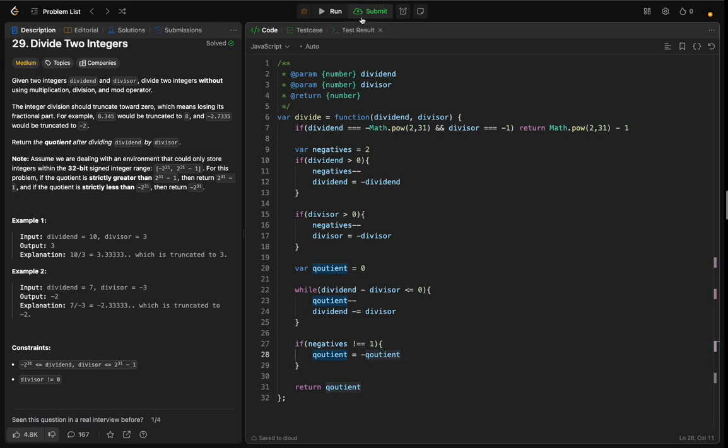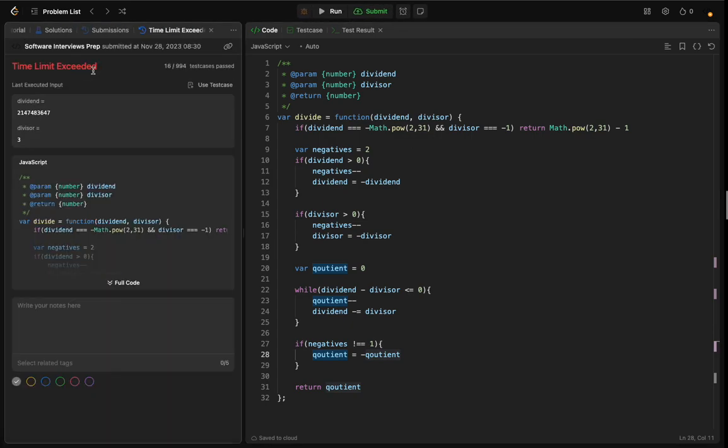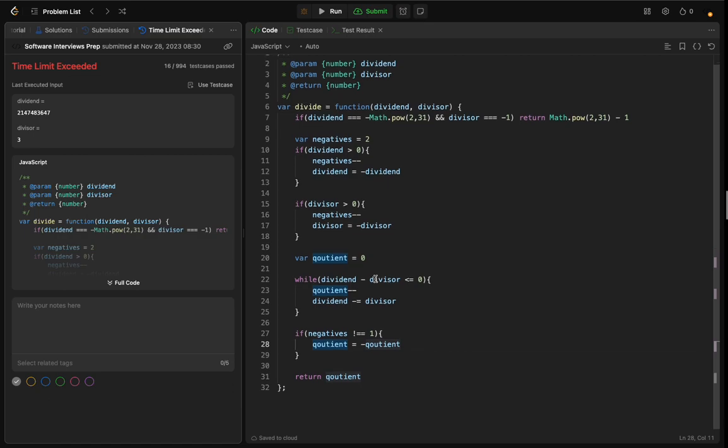So let's just try to submit and see how our performance is here. Maybe we get limit exceeded. I believe I will get limit exceeded. Yeah, we get limit exceeded. Anyway, this was the first solution, and we have maybe four more solutions. We can go to them.